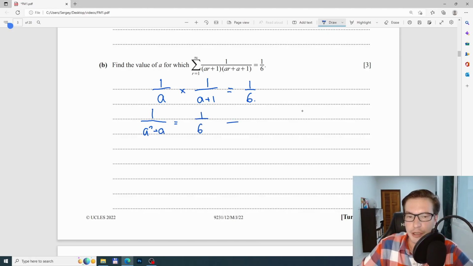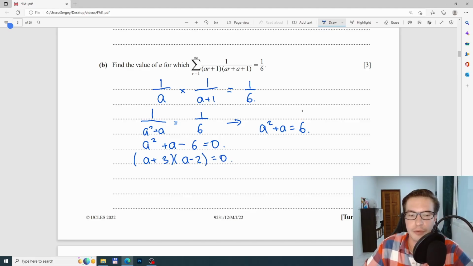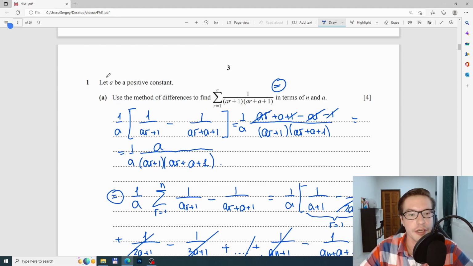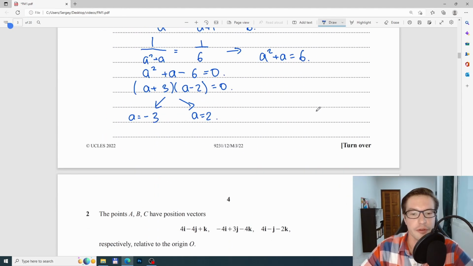Okay, so from here, let's flip both fractions over to get A squared plus A equals 6. That's simple quadratics, and we get A squared plus A take away 6 equals 0, and we can factorize and get (A plus 3) times (A minus 2) equals 0, so therefore A is either negative 3 or A is positive 2. Now, if you look at the question, it says A should be a positive constant, so therefore it's A equals 2. That's the final answer.